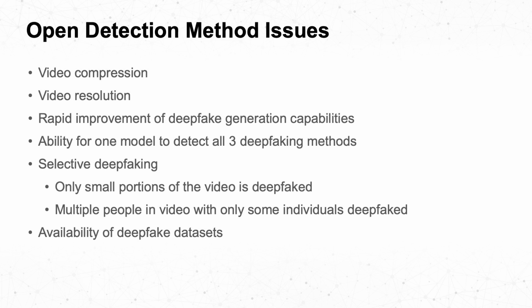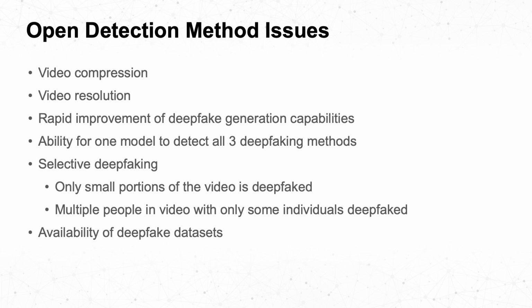Another issue is that currently, none of the models that I've talked about have the ability to detect all three types of deepfaking methods. As Mike mentioned earlier in the presentation, deepfakes can be created in three types of ways. There's the lip sync model, the puppet master model, and the face swap model. All of the detection methods I've talked about tend to work fairly well for face swap, somewhat okay for the puppet master, but most of them do not work for the lip syncing deepfakes. Because of this, creating one model to detect all three deepfake methods is a critical development in our detection capabilities.